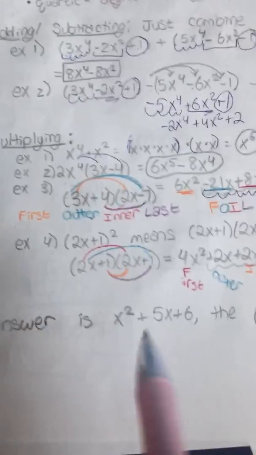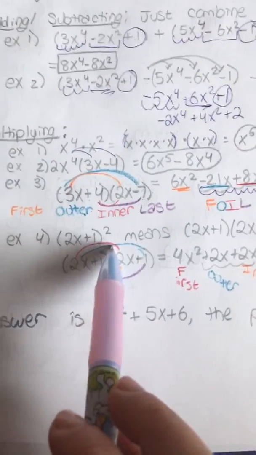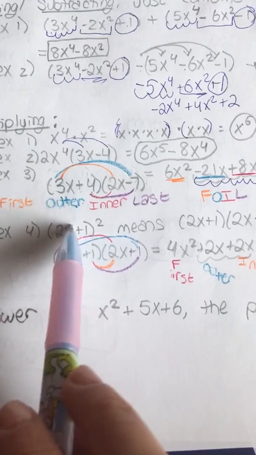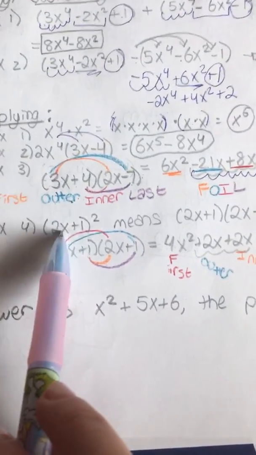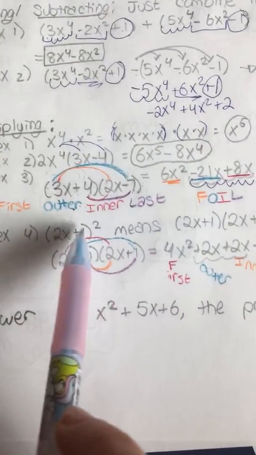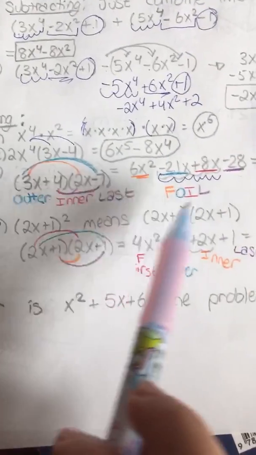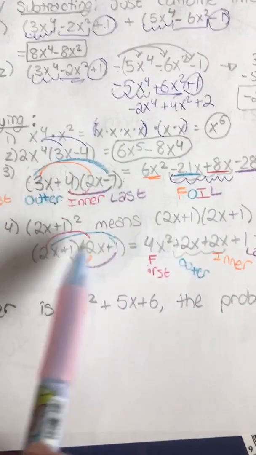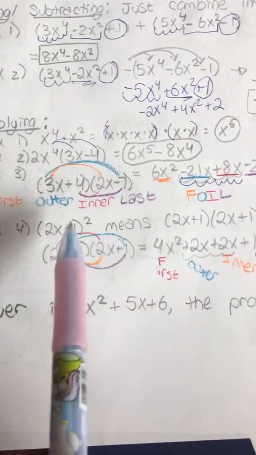And the last type you'll see is when you have a binomial squared. Be careful with these. It doesn't mean just distribute the squared in. What this means, because remember, x squared is x times x, right? So 2x plus 1 squared means 2x plus 1 times 2x plus 1. So you have to do the FOIL method again.